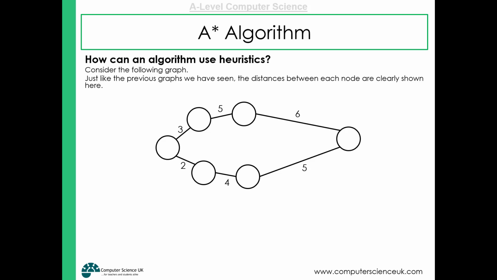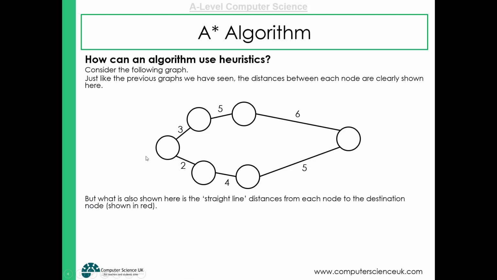So if you think about it, before I show this on the graph, to get from this node on the left, if we were to use the top pathway, we would have to go 3 plus 5 plus 6. So we'd have to go 14 to get to the destination node. Now, what we also look at is the distance as the crow flies from each node to the end. So that is represented by these red lines. So the straight line distance, the distance as the crow flies, it's not the real distance. The real distance, you'd have to go through different nodes to get to the destination node.